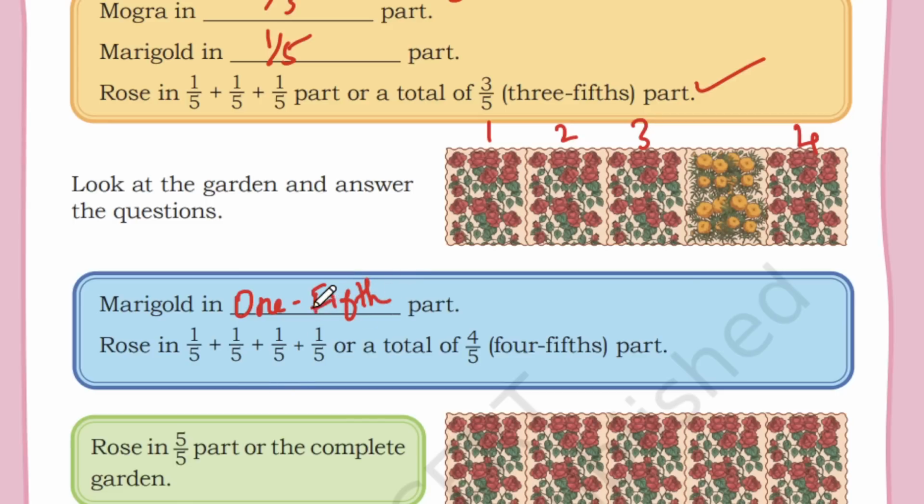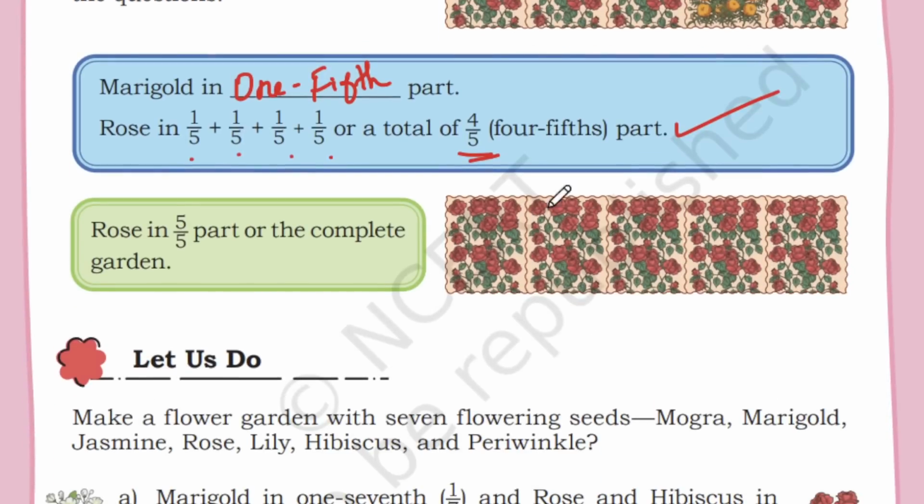This is 1/5 part, but the rose we have 1, 2, 3, 4, 4 times 1 by 5, so the total is 4 by 5 part. Okay. So next we have a complete whole, that is 5 by 5, which is equal to 1 complete whole. Fully the rose is planted 1, 2, 3, 4, 5, 5 times. The rose is 5 part of the complete garden.